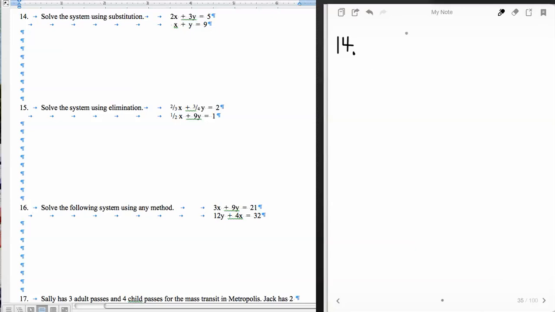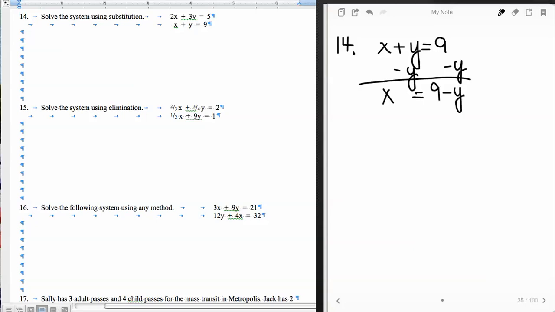Now remember, substitution means that we're going to solve one equation for one of the variables, and we're going to substitute that in as an expression for the other one. So I did this in class where I solved for y, and I did it on the solution key as solving for y. So let's do it differently. Let's solve for x. So I'm going to go ahead and subtract y from both sides here, and I'm going to get x is equal to 9 minus y.